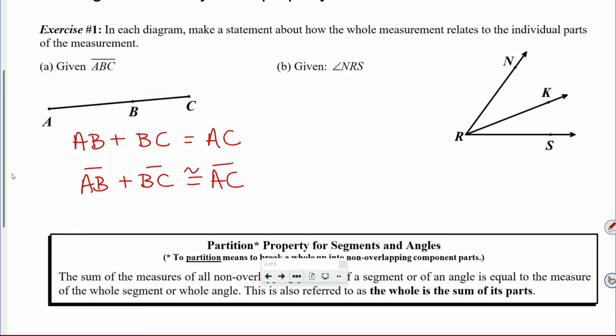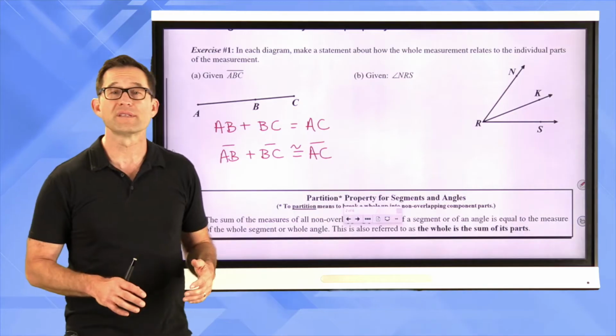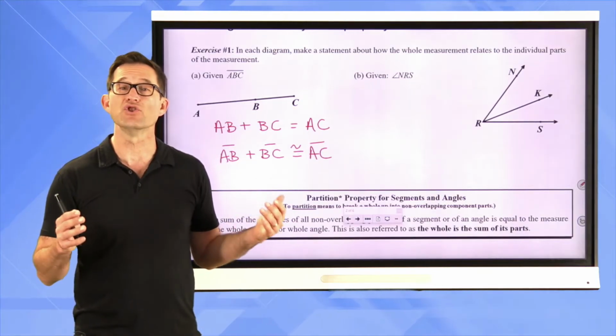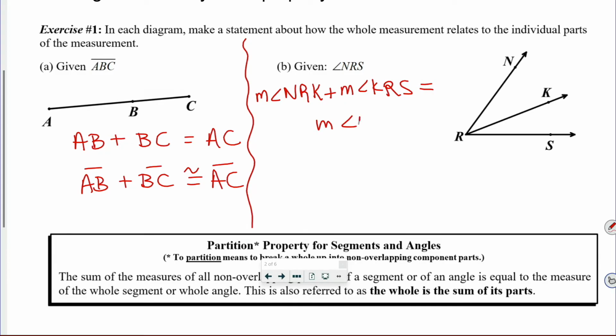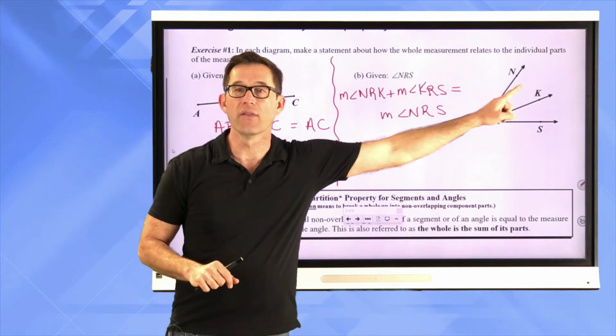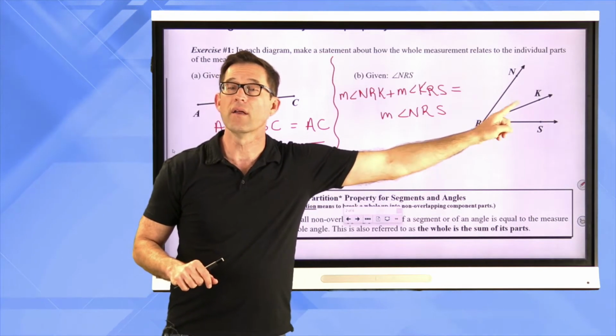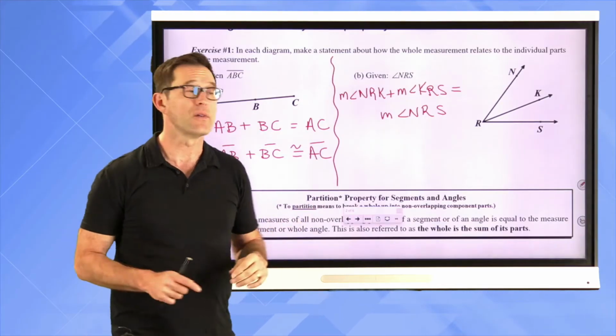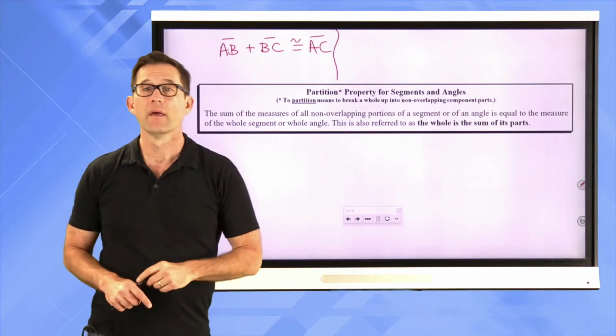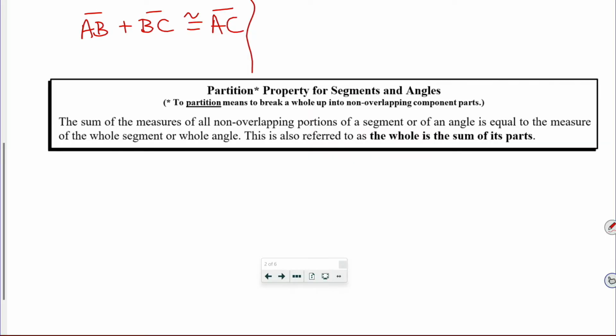Given angle NRS. Well, here we want to state basically exactly what we did with the segment except with adjacent angle measures. In other words, we can say that the measure of angle NRK plus the measure of angle KRS is equal to the measure of angle NRS. Okay? So in other words, if I add this angle to this angle, I get the whole angle. Now, we've used both of these properties repeatedly, but now let's give a name to it. This is what's known as the partition property for segments and angles.